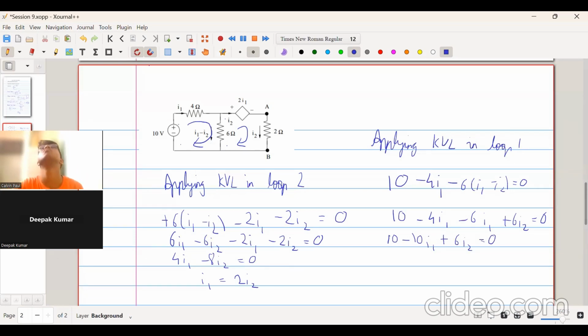So next, what you must do? Sir, put the value of I2 here. No, we have to find I2. Sir, put the value of I1 in terms of I2. Yeah, that's right. So instead of I1, we put the value in terms of I2. So we get 10 minus 10 into 2I2 plus 6I2 is equal to 0. Any doubts in this?